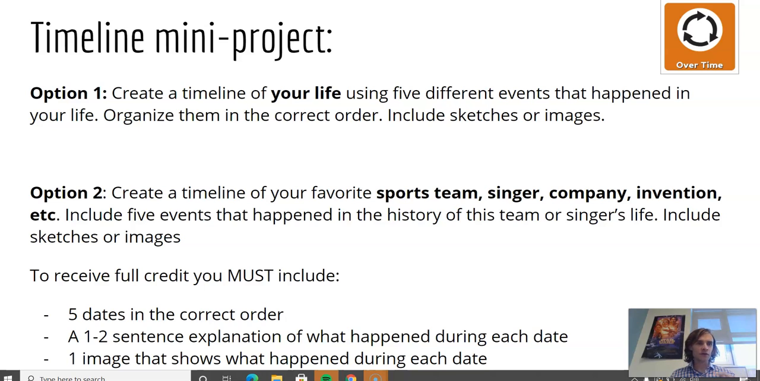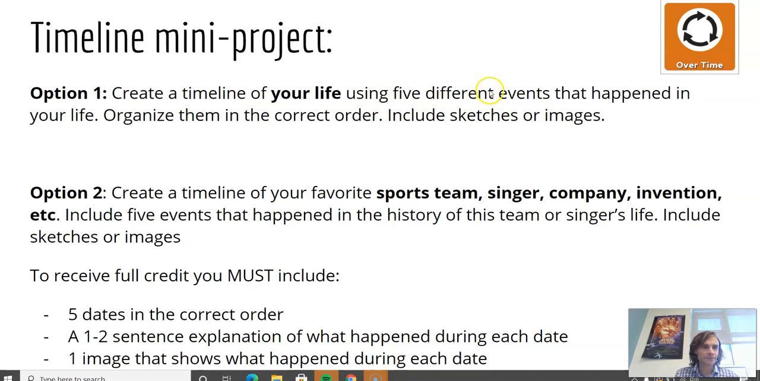So you have two different choices for your project. Option one, you can make a timeline of your life. So you can use pictures from your own life, or a family or pets or sports things you've done. You have to use 5 different events that took place during your life, organize them in the correct order by the year, and include a sketch or an image. If you want to draw the pictures, that's fine, or you can do it digitally.